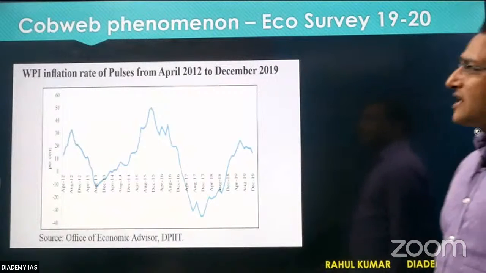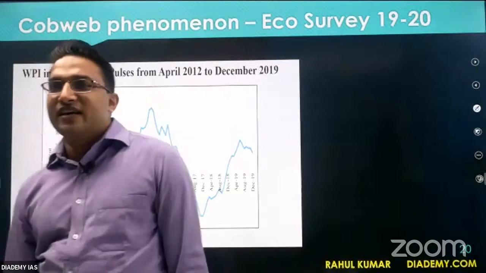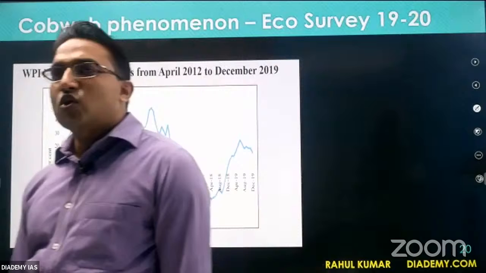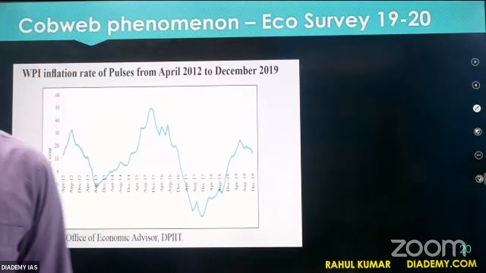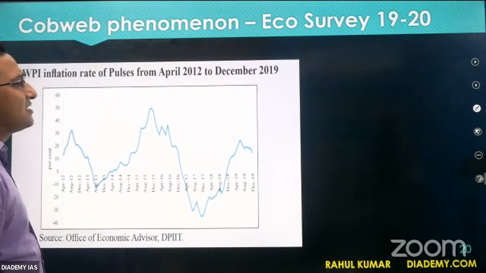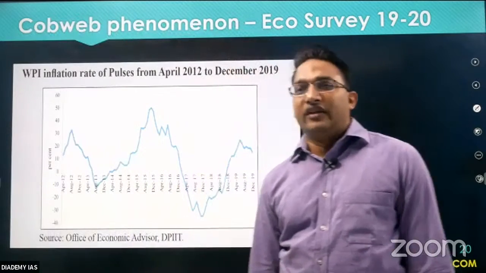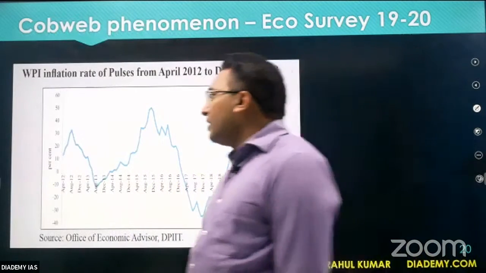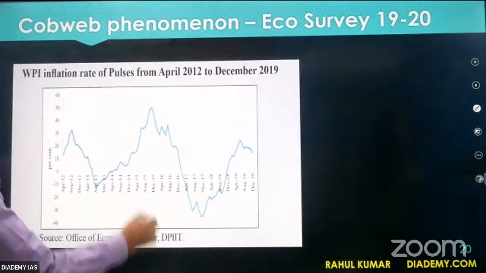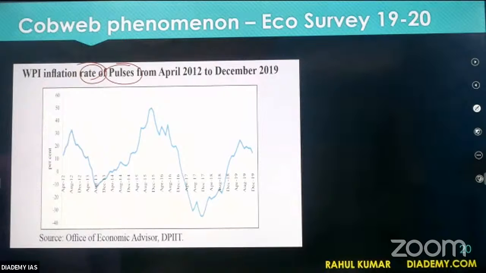Now there is a concept called cobweb phenomena, and this concept was there in the economic survey of 2019-20. Okay, so what is this cobweb phenomena? Let us discuss that. So this cobweb phenomena is actually indicating the relationship between the prices, the government supported prices, and the production level. Okay, so for example we talk about pulses के जो rate हैं हम उसकी बात करते हैं, the prices of the pulses.